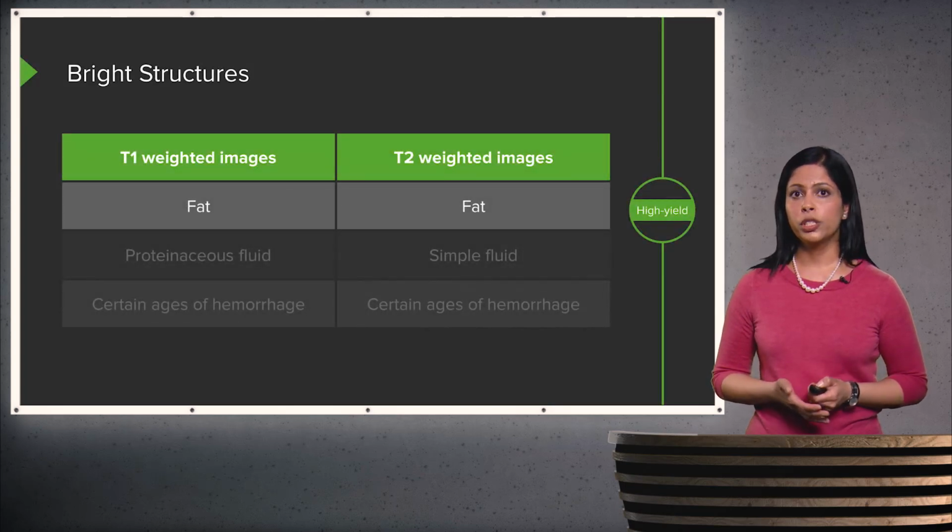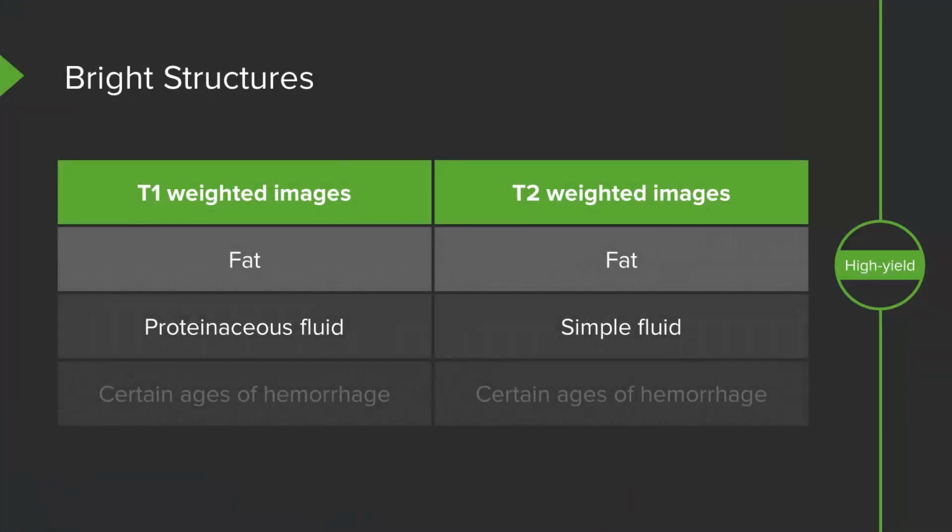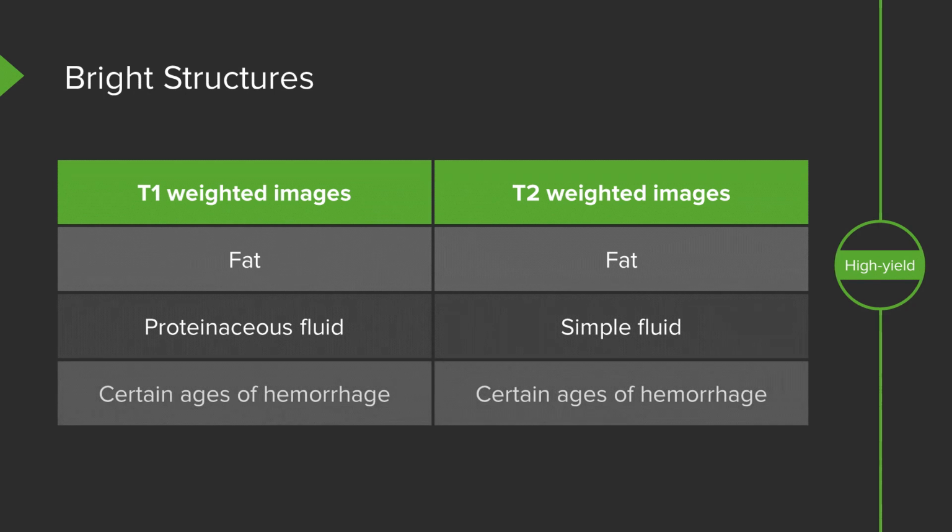So what kind of structures appear bright? On a T1 weighted image, fat tends to appear very bright, which is also true for a T2 weighted image. So fat generally appears relatively bright on both T1 and T2. On a T1 weighted image, proteinaceous fluid also appears bright. On a T2 weighted image, however, simple fluid is what appears very bright. Certain types of hemorrhage can actually appear bright on both T1 and T2, and hemorrhage can vary in appearance based on the age of the hemorrhage.